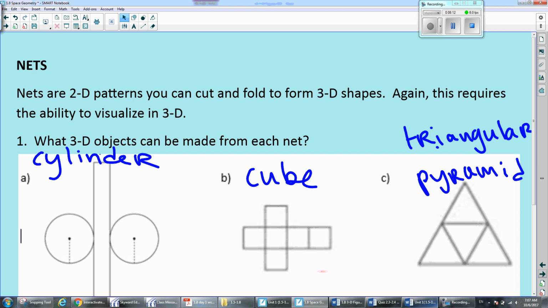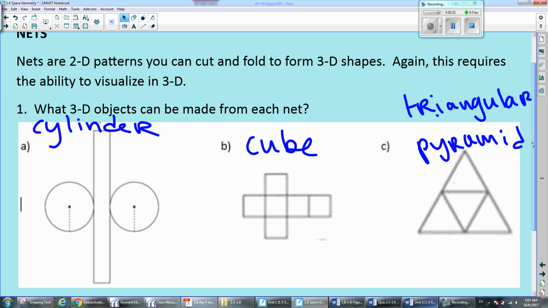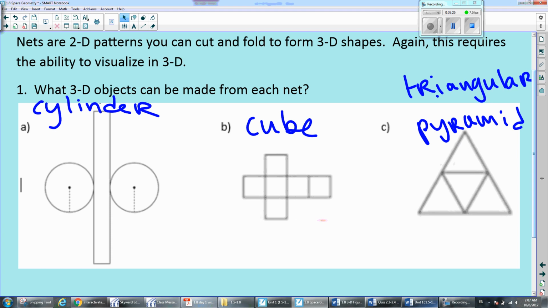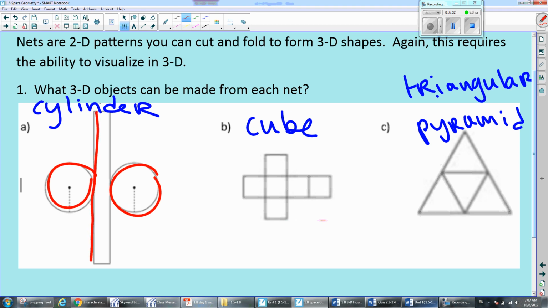Okay, so nets are a two-dimensional pattern you can cut and fold to form three-dimensional shapes. This helps you to visualize in 3D. So if we think about this cylinder here, we have two bases that are circles. This piece would wrap around the circles, making a cylinder. If it's a cube, we have all 6 sections that are squares. We could fold that up, make a cube.